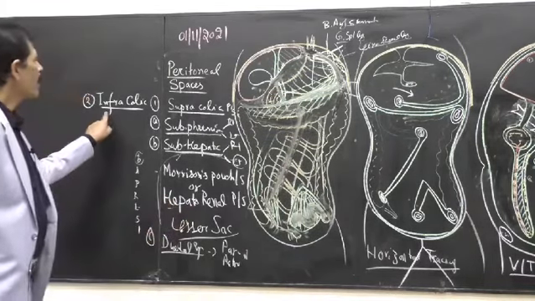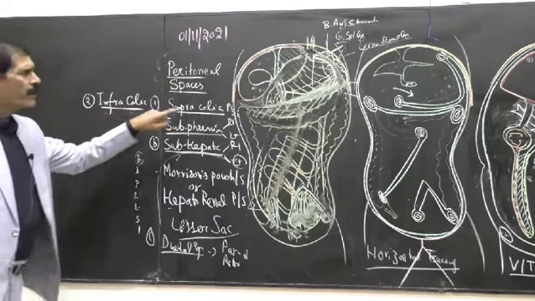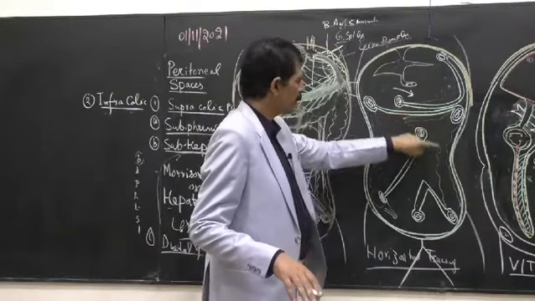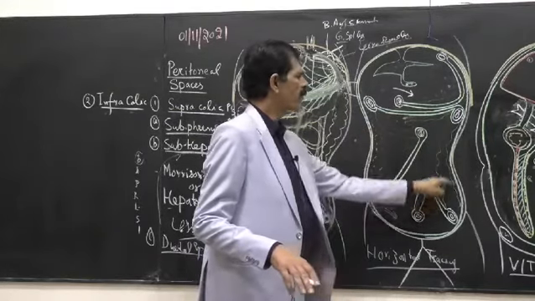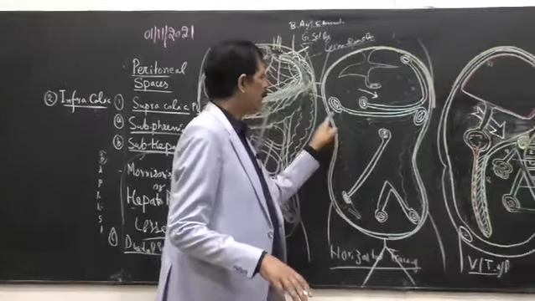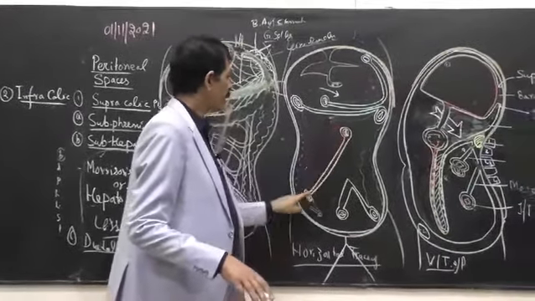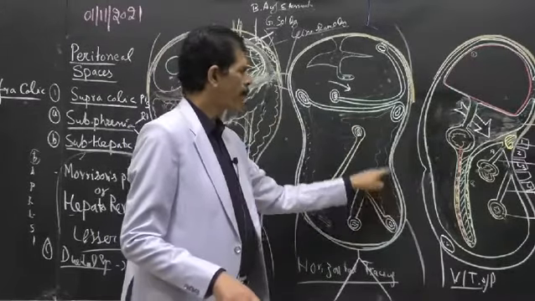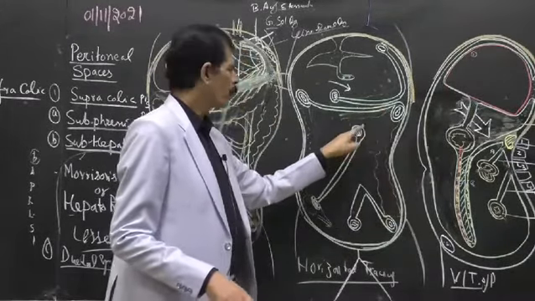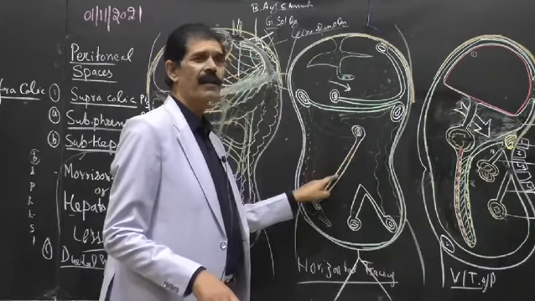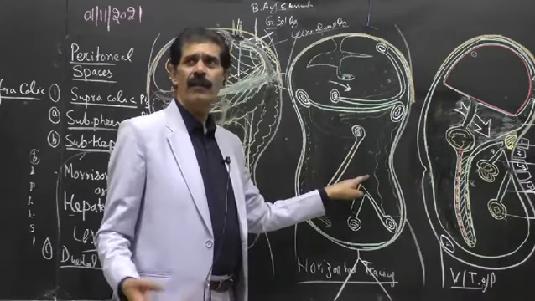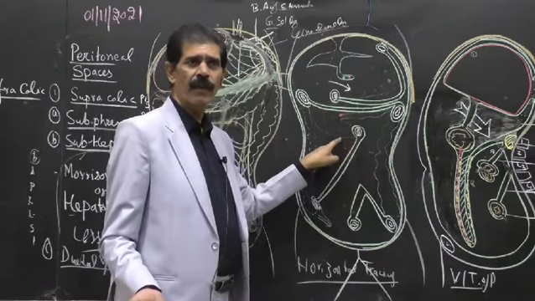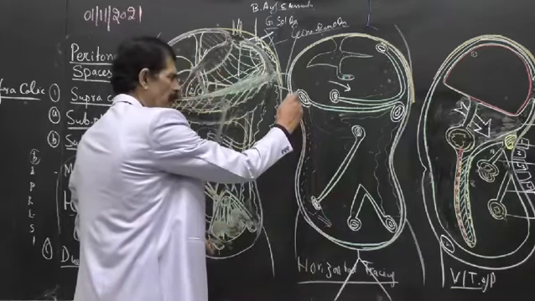Then comes the infracolic space. Below the root of the transverse mesocolon, all the spaces below are called the infracolic space. And there are two: this is the right triangular space, this is the left triangular space. Who is dividing them? The root of the mesentery divides them into right and left triangular infracolic spaces.